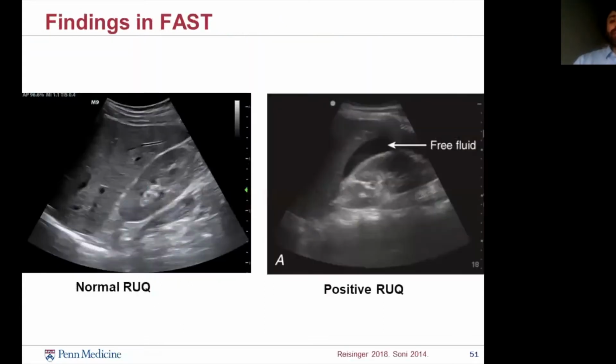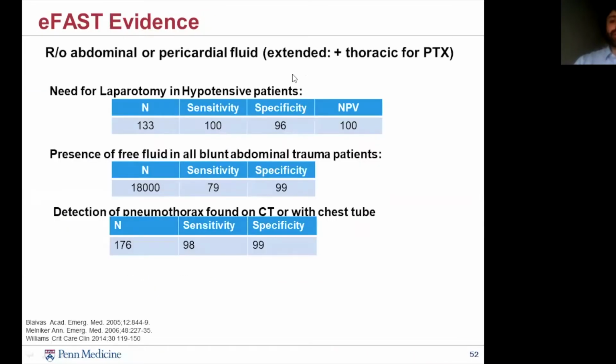In a FAST exam, really what you're looking for is those spaces, and this is a picture of the right upper quadrant. You're looking to see whether there's any free fluid in the abdomen. You can see that Morrison's pouch in the image on the left, of a normal patient, is closed, separated with anechoic fluid in the patient who has free fluid on the right. The sensitivity and specificity of this is incredible.